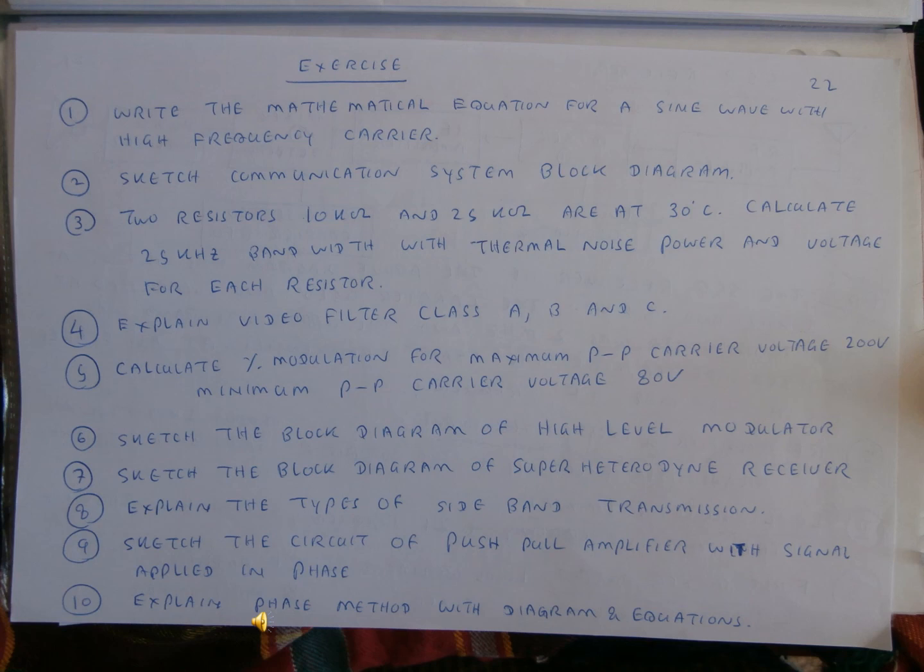Number 4 is explain the video filter classes A, B, and C. Number 5 is calculate the percentage modulation for the maximum peak-to-peak carrier voltage of 200 volts and minimum peak-to-peak carrier voltage of 80 volts. Number 6 is sketch the block diagram of the high level modulator. Number 7 is sketch the block diagram of the superheterodyne receiver. Number 8 is explain the types of sideband transmission. Number 9 is sketch the circuit of the push-pull amplifier with the signal applied in phase. Number 10 is explain the phase method with the diagram and the equation.